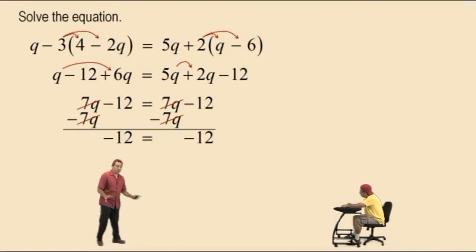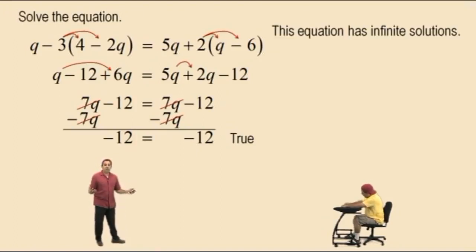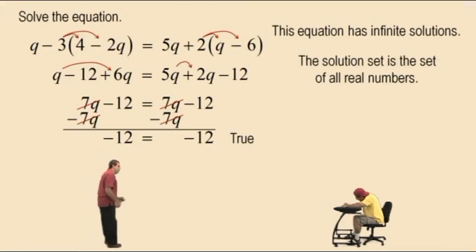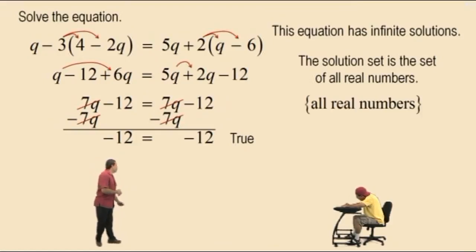We do not have a contradiction. Our statement is true. What does this mean? Notice the variables are gone, but we end up with a true statement. What it means is that this equation has infinite solutions. What does that mean? It means the solution set is a set of all real numbers. It means any real number will solve the equation. And therefore, our solution set is the set of all real numbers. And that is your answer there.